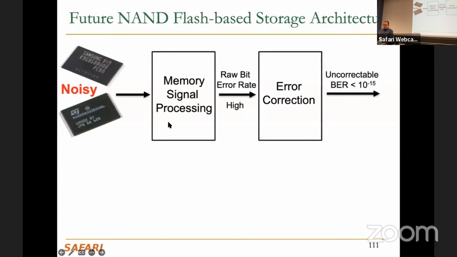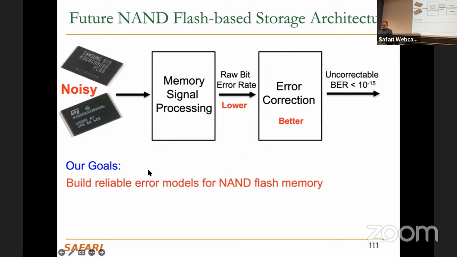So we do some memory signal processing and we get a raw bit error rate, which is unfortunately high with the traditional techniques. And then we need to apply expensive error correction in order to get the uncorrectable bit error rate less than 10 to the power minus 15. So our idea in this work, in all these works that I'm going to discuss, is actually to get a lower bit error rate such that we can use simpler error correction. And then hopefully we can have better results.